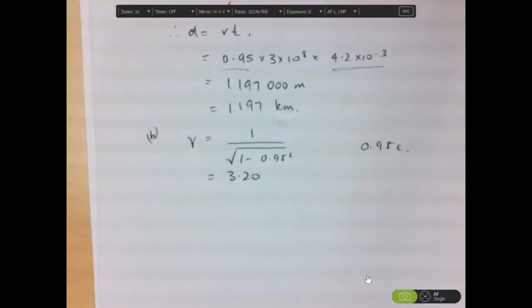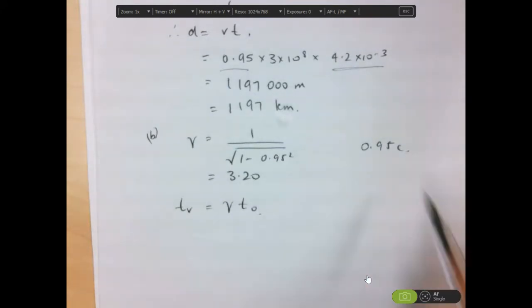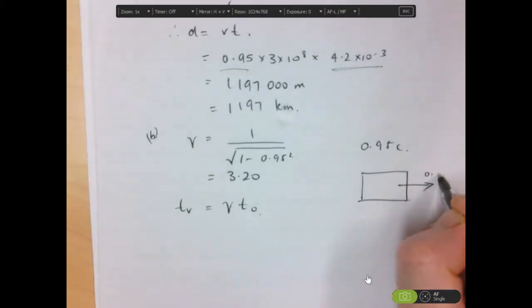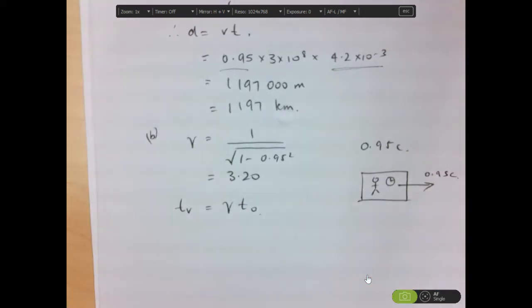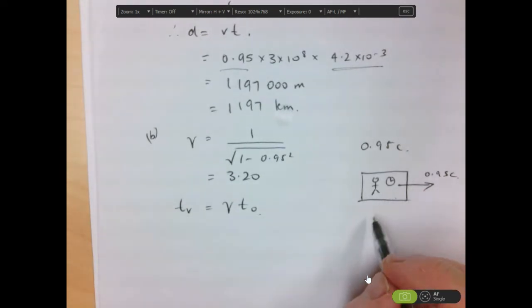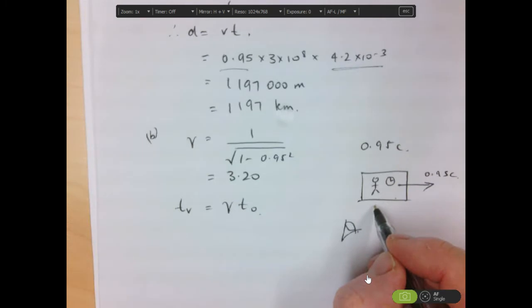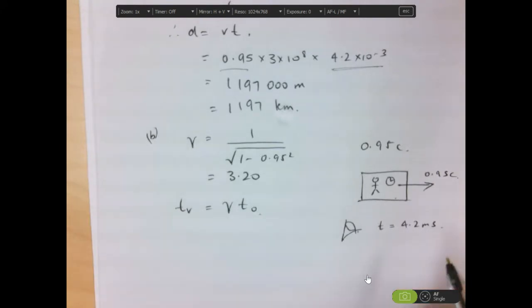Okay, now the time at velocity is equal to gamma times proper time. So let's once again use this box here. This is our muon. Our muon is traveling at 0.95 c. So you're traveling with the muon and you see the muon's clock. You see your time as normal. We are outside here and we are looking out at this muon as it travels. We measure the time to be 4.2 milliseconds there.